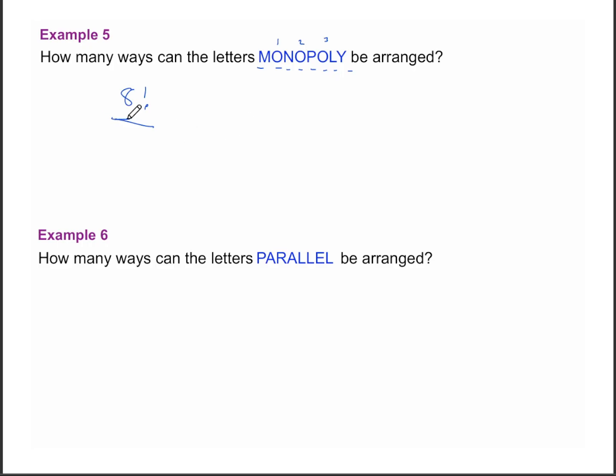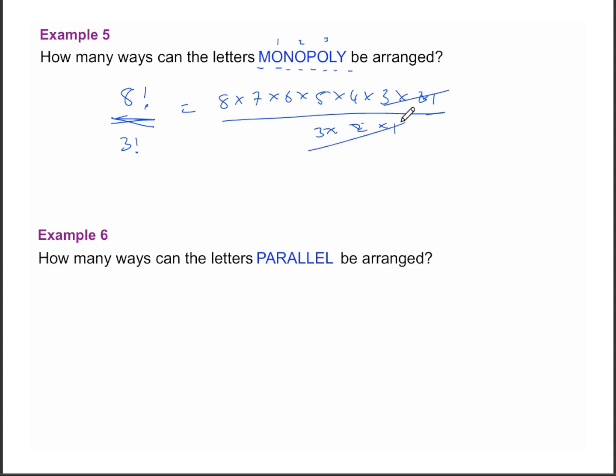And so what we would do is divide it by 3 factorial because O was repeated 3 times. What this does is, from 8 times 7 times 6 times 5 times 4 times 3 times 2 times 1, we divide by 3 times 2 times 1, and these will cancel out. Therefore, we're just left with this, and that will give you 6,720. So there are this many ways that the letters of monopoly can be arranged.